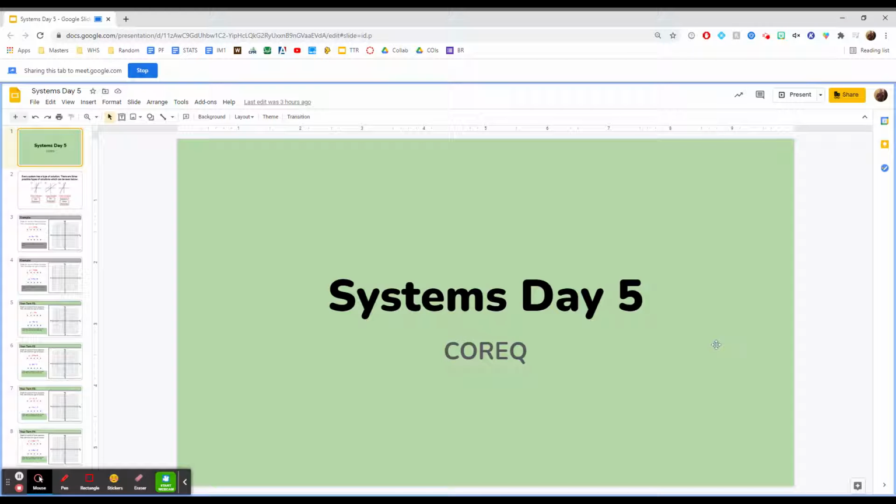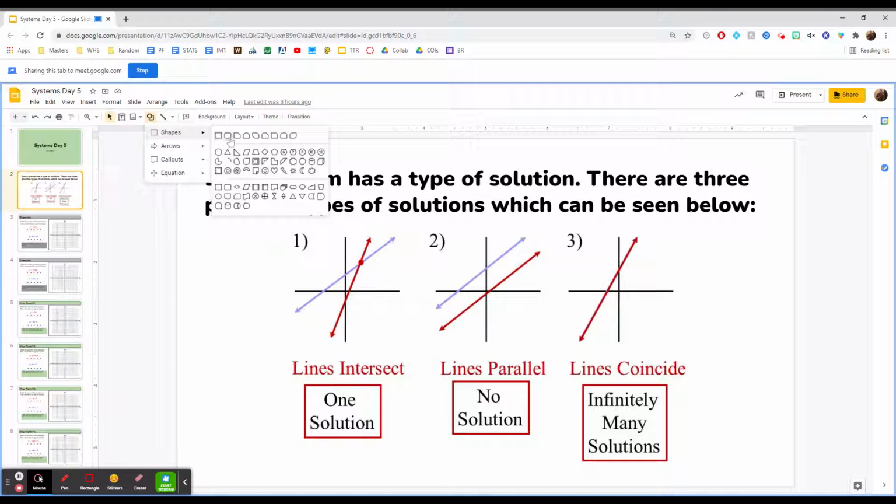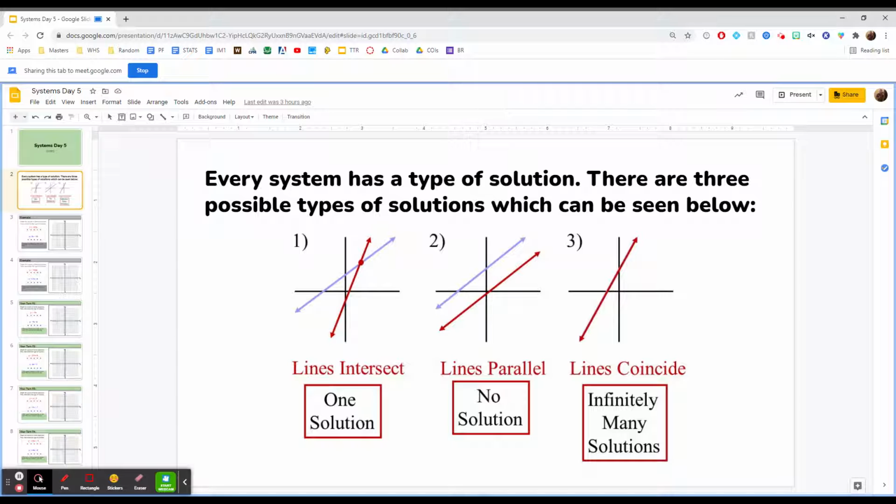Okay, so day 5 with systems of equations. We're gonna solve systems using graphing. On previous days, we talked about the types of solution. We have one solution when you graph the two lines and they intersect at one point. The point where the two lines meet is called the solution. So in this case, the solution to this system of equations would be this point there.